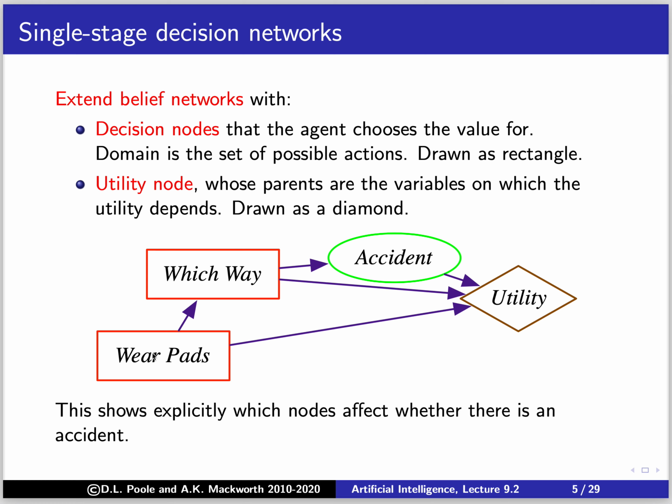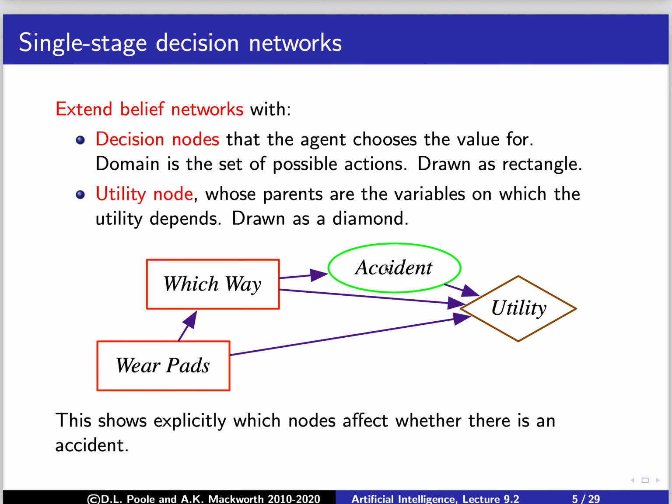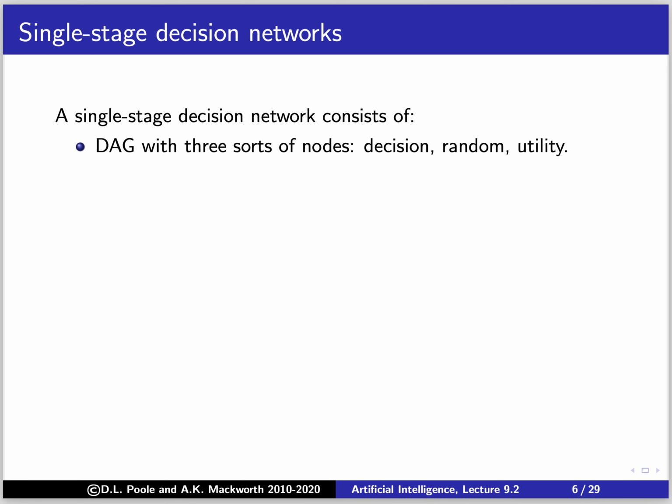The agent gets to choose whether to wear pads, and the agent gets to choose which way they go. Then there's a random variable that says whether there's an accident, but the accident only depends on which way they go. The accident does not depend on whether they wear pads or not, and the utility depends on all three. So that's a single-stage decision network. A single-stage decision network consists of a directed acyclic graph with three sorts of nodes.